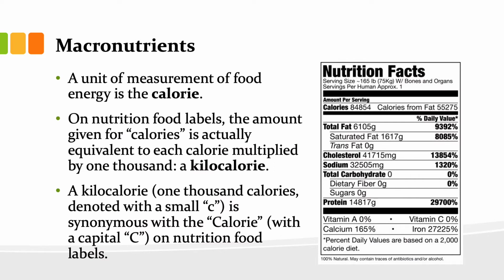A unit of measure of food energy is the calorie. On nutrition food labels, the amount given for calories is actually equivalent to each calorie multiplied by 1,000, or a kilocalorie. A kilocalorie is synonymous with calorie on nutrition food labels.